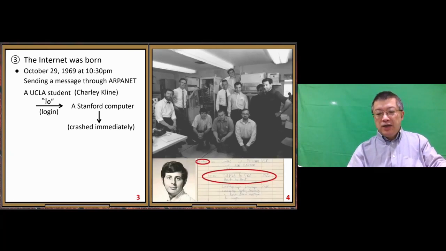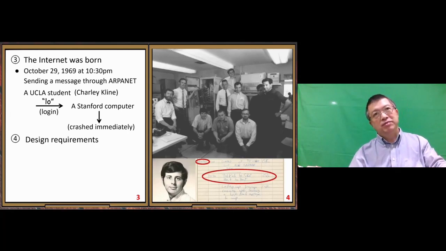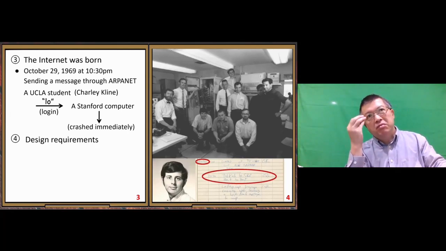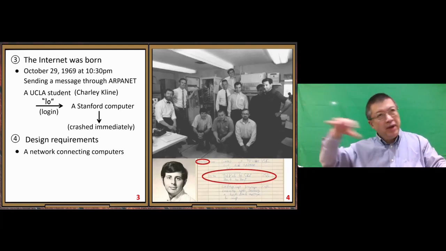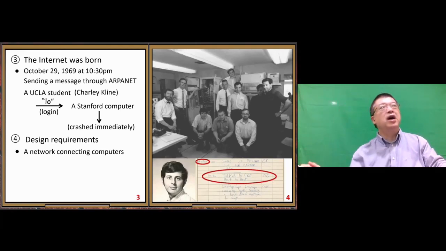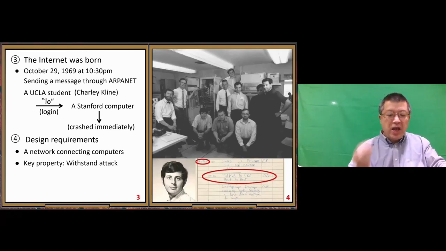So you can see the log, the record we can find to tell us what happened at that time. All right. Next, design requirements. This network should have some important property. The network, we know, connects many computers. But remember, it was Cold War time. Our enemy would try to break our network. So the key property should be to withstand attack.